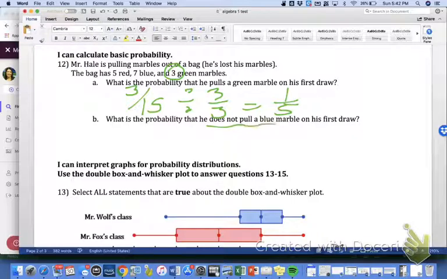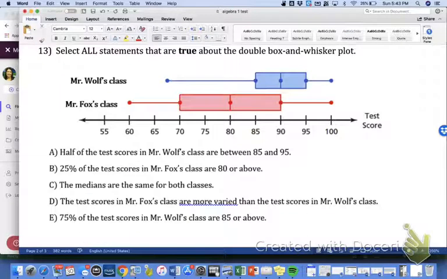And then the probability that it does not pull a blue marble. So again, he's got 15 marbles, and then if 7 of them are blue, that means that 8 of them are not blue. And 8 over 15 does not simplify because there's nothing that you can divide 8 and 15 by for it to be a common factor. So that's as simple as it's going to get.